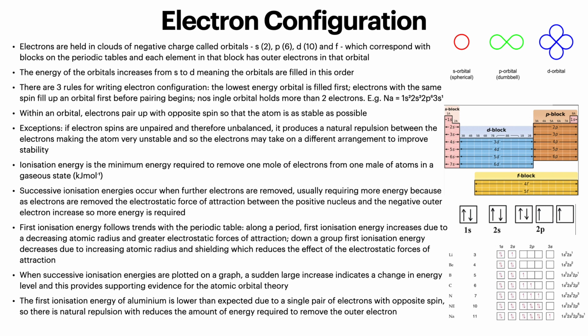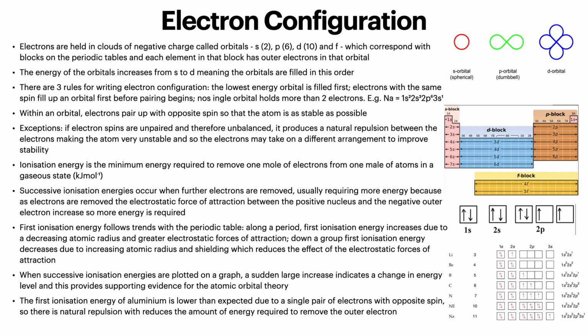Then the unit for this is kilojoule per mole. The successive ionization energies occur when further electrons are removed, usually requiring more energy because as electrons are removed, the electrostatic force of attraction between the positive nucleus and the negative outer electron increases, so more energy is required.